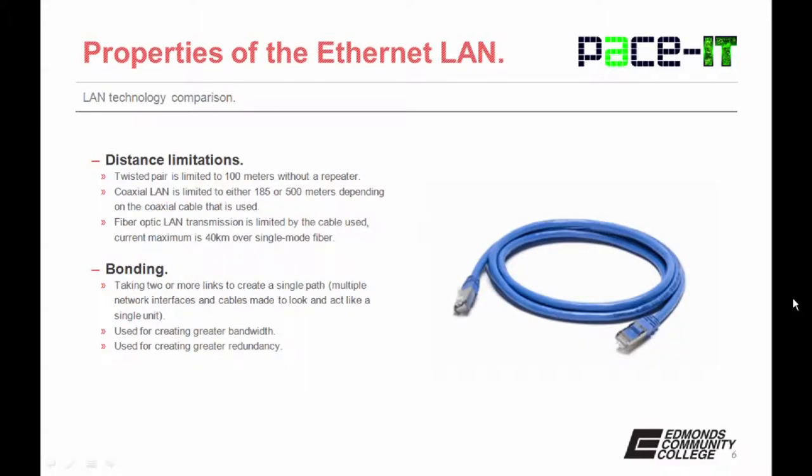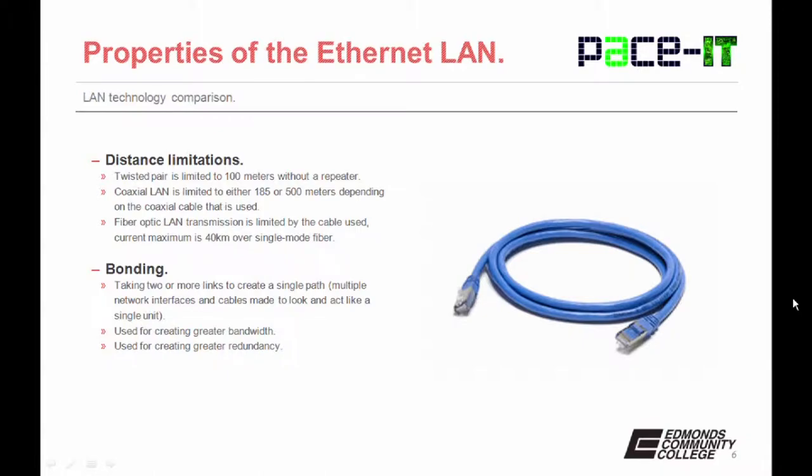Now, Ethernet does have some distance limitations. When using twisted pair, each segment is limited to 100 meters without a repeater. If you're in a coaxial LAN environment, first off, I'll say it's time to update in most cases, but your distance is limited to either 185 or 500 meters depending upon the coaxial cable that is used. Now, fiber optic LAN transmissions are limited by the type of cable that is used. The current maximum is 40 kilometers over single mode fiber.